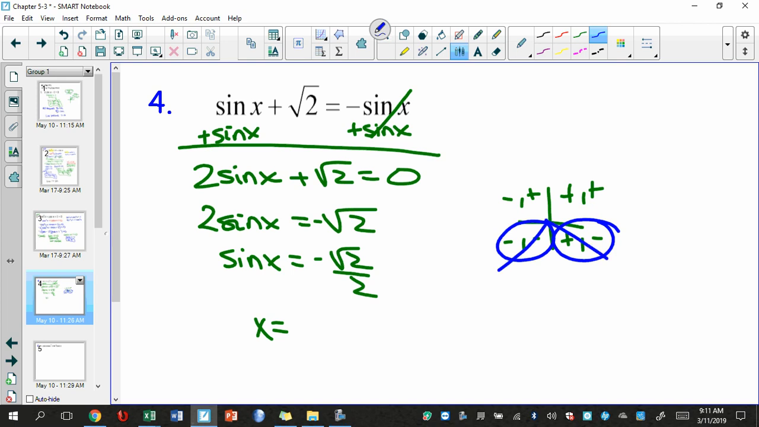So 45 has a denominator of 4. So this is 4 pi over 4. So what's this one going to be in quadrant 3? 5 pi over 4. This is going to be the 6 pi over 4. So what's that one going to be? 7 pi over 4. Do we understand that? Yes or no? Make sense? We good?